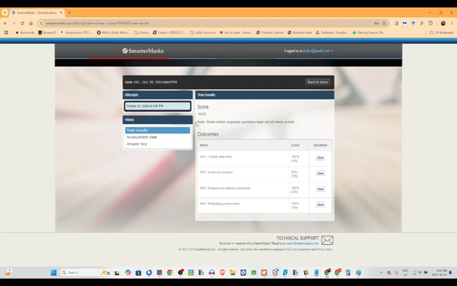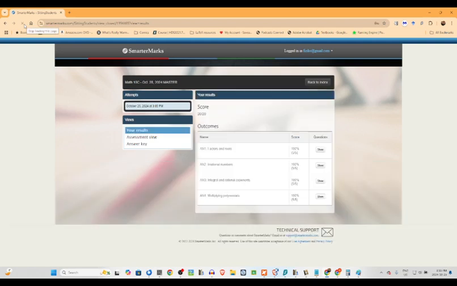But we have this comment here. Some written response questions have not yet been scored. So if I score these, now everything is scored on my end. If we refresh this page, that's our 20 out of 20. That caveat about some written response questions not being scored is gone.